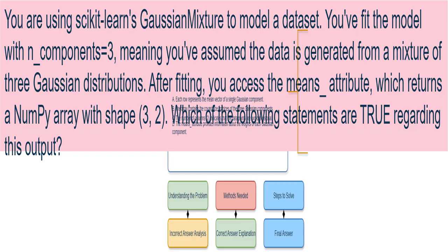Okay, let's break down this problem. We have a model, GaussianMixture, that's identified 3 potential underlying groups within the data. The output means gives us information about the centers of those groups. It's a 3 by 2 array. That's what we need to interpret.